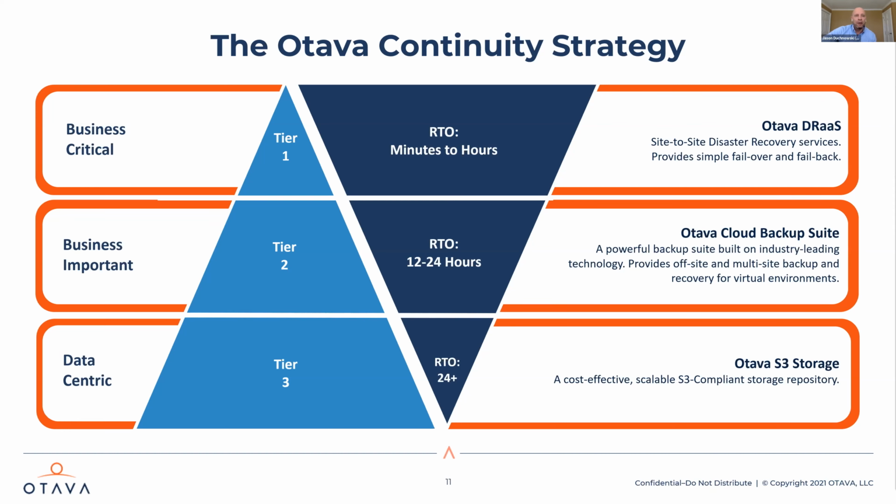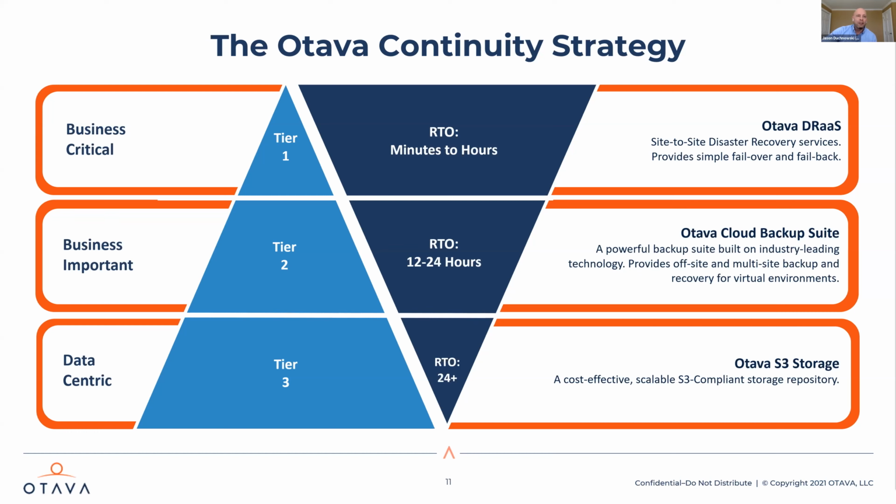Oftentimes, if I only need to recover within the day, I'm looking at backup solutions. So I'm backing up data and then physically having to move that data off of that backup system in order to recover my application. So it's going to take some time to do that. Same concepts as a DR solution, I want to make sure I get that data offsite. Something happens to my primary site. How do I recover in the event that data is not available locally?